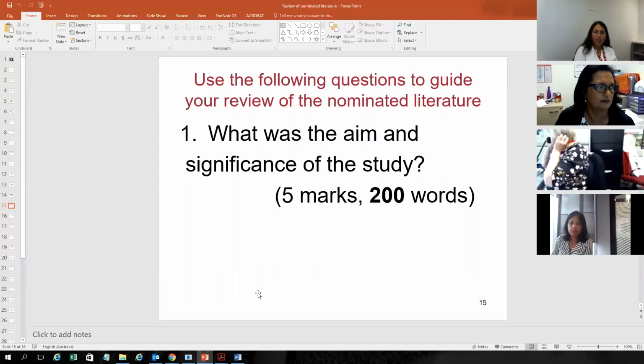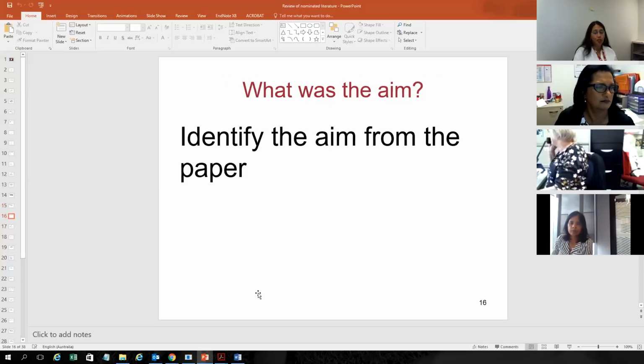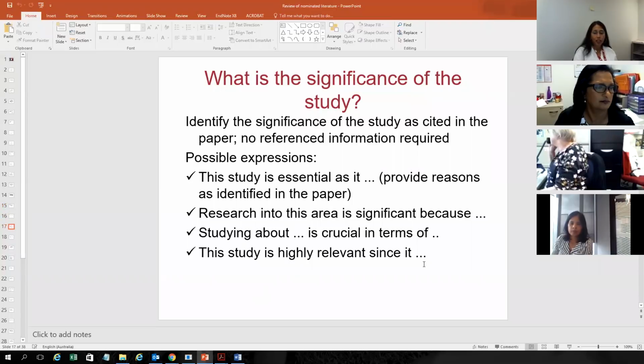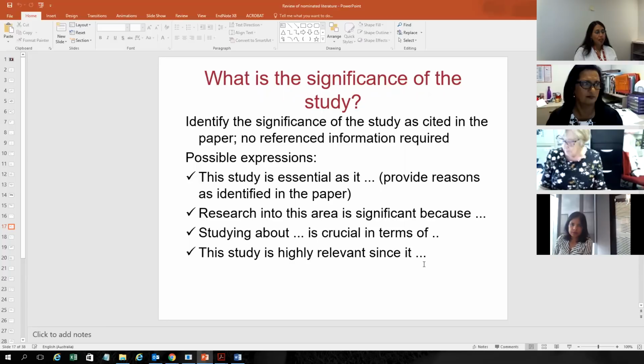The next question is, what is the significance of the study? So as you know, significance means what's the importance of the study. So here are some expressions that you can use when you're constructing your sentences. This study is essential as it. So here you need to provide reasons. Why is the study important? So what's the significance of the study means? Provide reasons why the study is important.